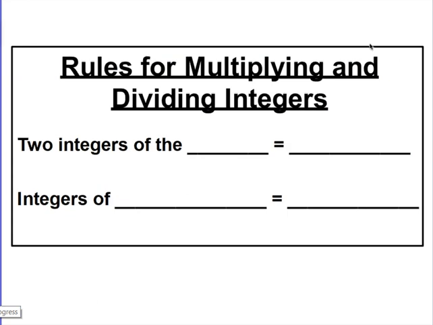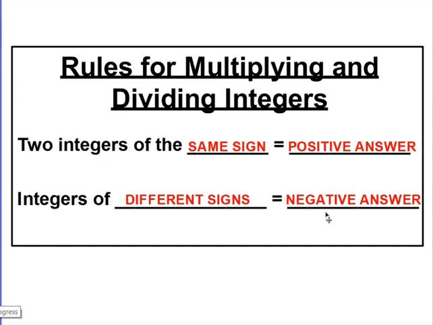So here are the rules we're going to learn. Two integers of the same sign give you a positive answer. If you multiply two positive numbers, you obviously get a positive answer. You've learned that since elementary school. If you multiply two numbers of the same sign, two negatives, that also equals a positive answer. When you have different signs, then you get a negative answer. So a positive times a negative or a negative times a positive will be a negative answer. Other than knowing those rules, all you're going to do is use what you know about multiplying and dividing to get answers. So let's practice.